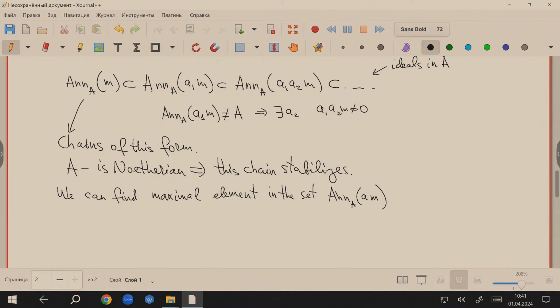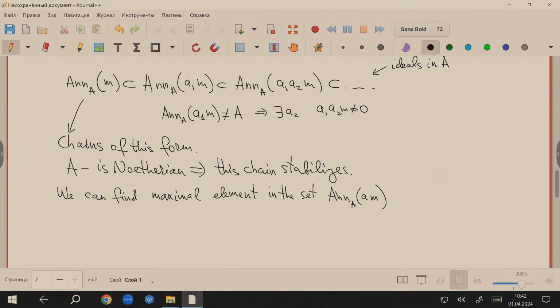Notice that Zorn's lemma is not applicable here, for the following rather silly reason. Whenever you start drawing a chain of annihilators of the elements m1, m2, etc., in order for Zorn's lemma to work, you have to take the union of these annihilators.